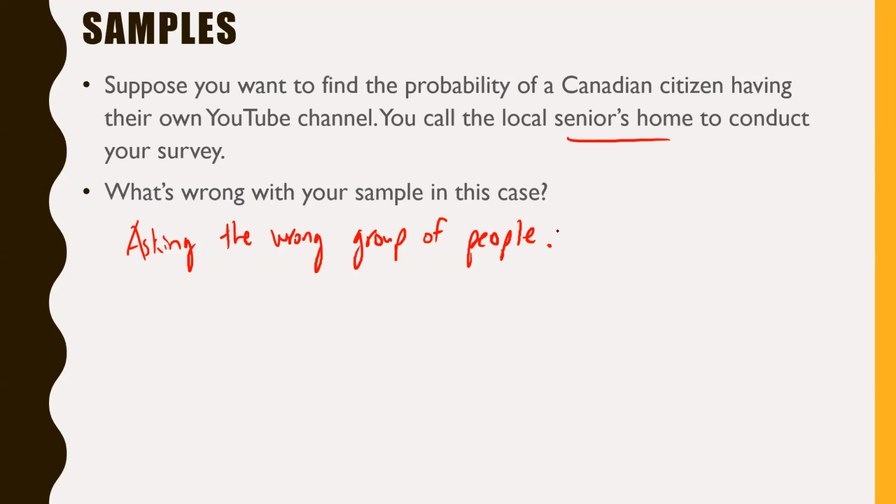If you wanted to find, for all Canadian citizens, how many people have their own YouTube channel, or at least the probability that someone has a YouTube channel, you'll want to ask a whole bunch of different people. You're not just going to ask elderly people. You'll ask elderly people, middle-aged people, young people, etc. You're going to have a broader type of sample than just asking one specific type of people. So I would say you're asking the wrong group of people, or at the very least too narrow of a group. You need a more diverse group of people to be asking a question like that.